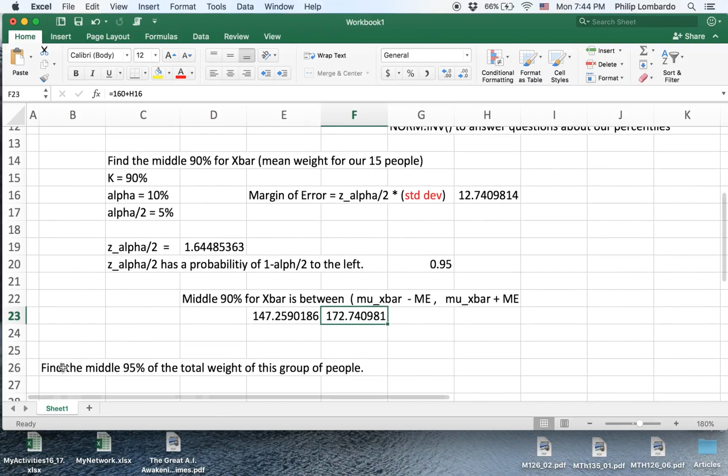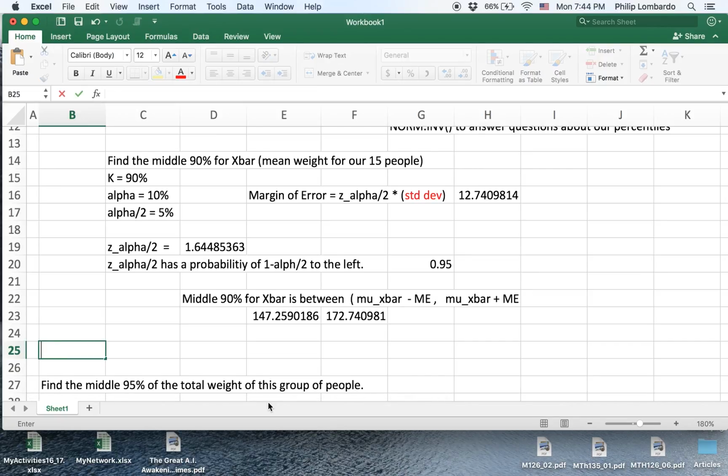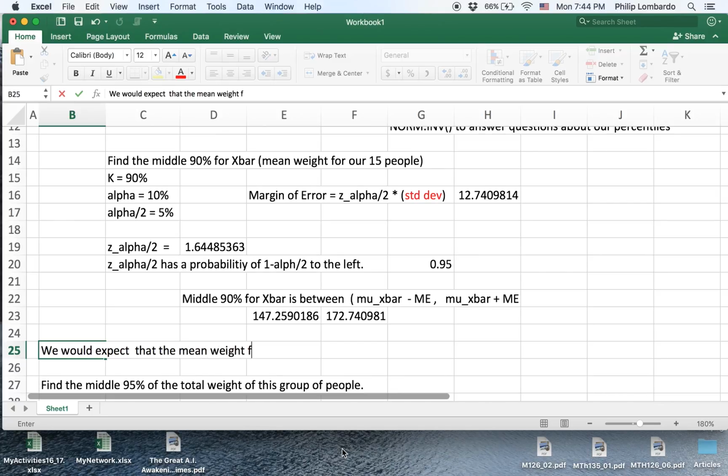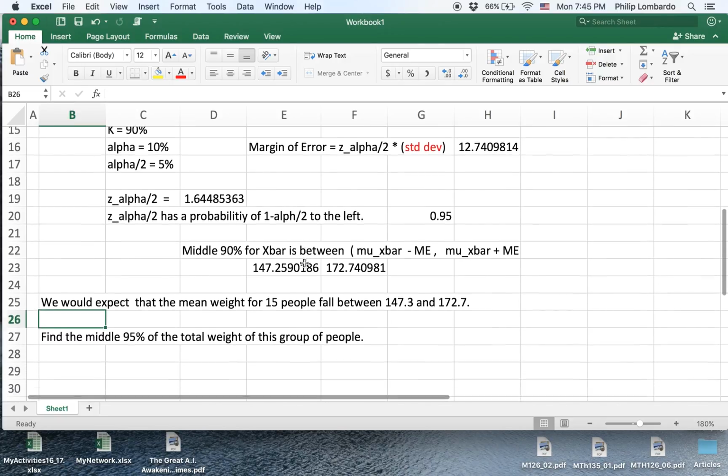So just in words, what's going on here is, we would expect roughly 90% of the time, right? Our probabilities are sort of centered around the mean. So we would expect that the mean weight for the 15 people, right? If we took all their weights, added them up, and divided by 15, the mean weight for those 15 people typically would fall between 147.3, let's say, and 172.7. Okay, so this is the middle 90%. This is sort of like the 90% of where we're pretty sure that our values are going to fall. Okay?